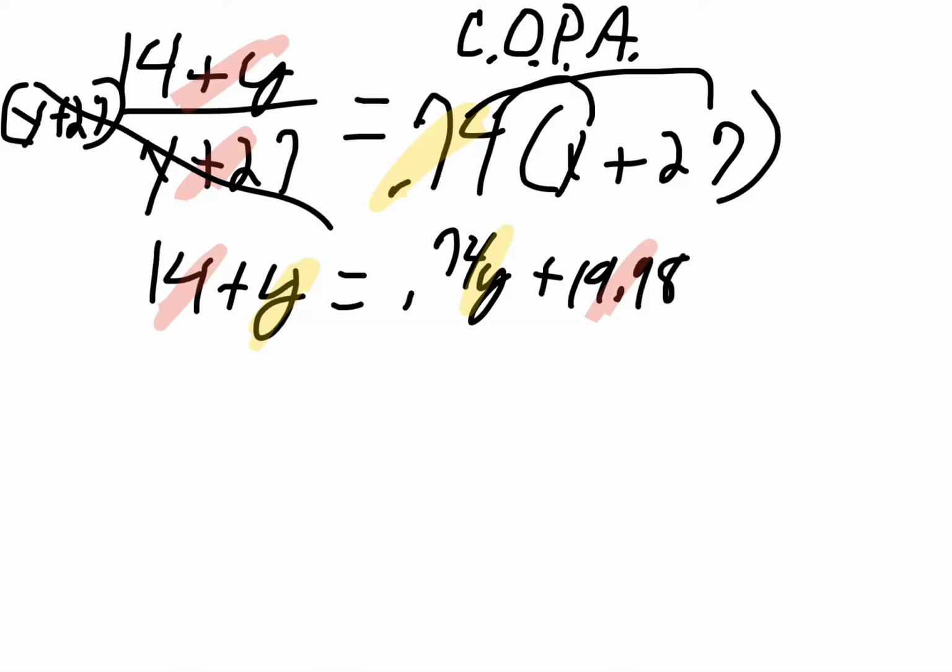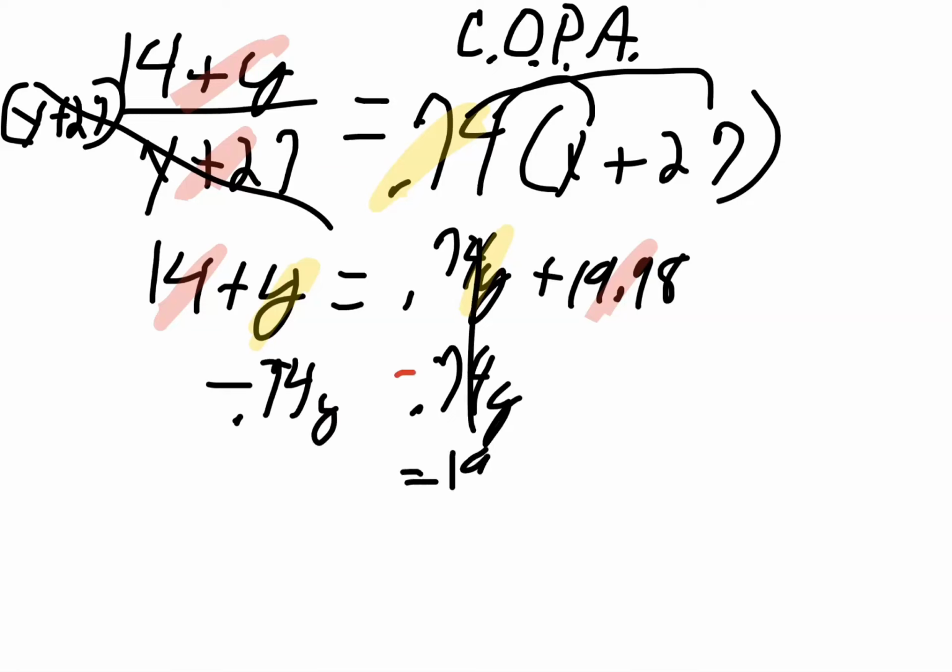So we're going to do the opposite of 0.74y. And it's going to be a minus 0.74y. And if I do it to that side, I do it to this side. So, of course, that cancels out, and that leaves me 19.98 over here. And then we have y minus 0.74y, which gives me a positive 0.26y.